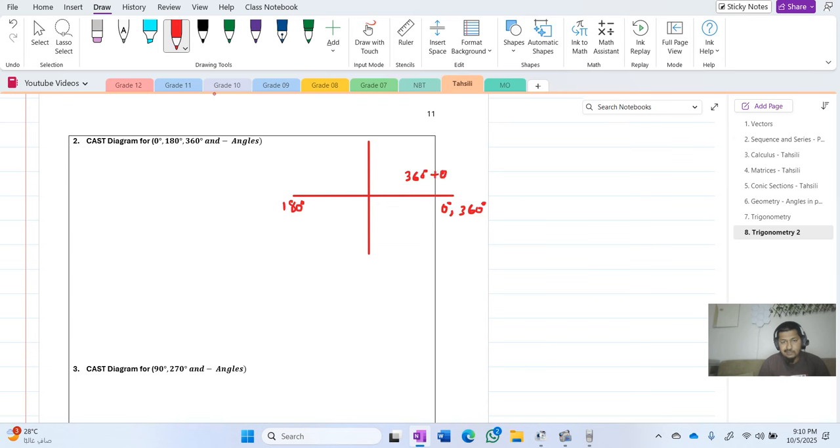This angle over here in the second quadrant, remember these are quadrants: quadrant 1, quadrant 2, quadrant 3, and quadrant 4. If you go before 180, that's 180 minus theta. If you go after 180, that's 180 plus theta, and if you go before 360, that's 360 minus theta. We're going to highlight these because those angles are important.